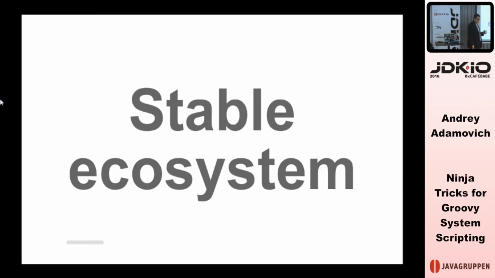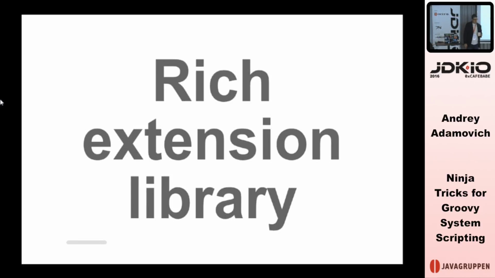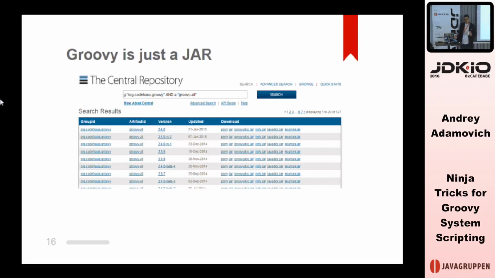Also, Groovy is quite old. It's more than 10 years old. It's quite a stable ecosystem. Plus, of course, you can use everything you can use in Java, all the libraries that you have in Java. You can reuse your experience with using different Java libraries in Groovy, because they're directly accessible.